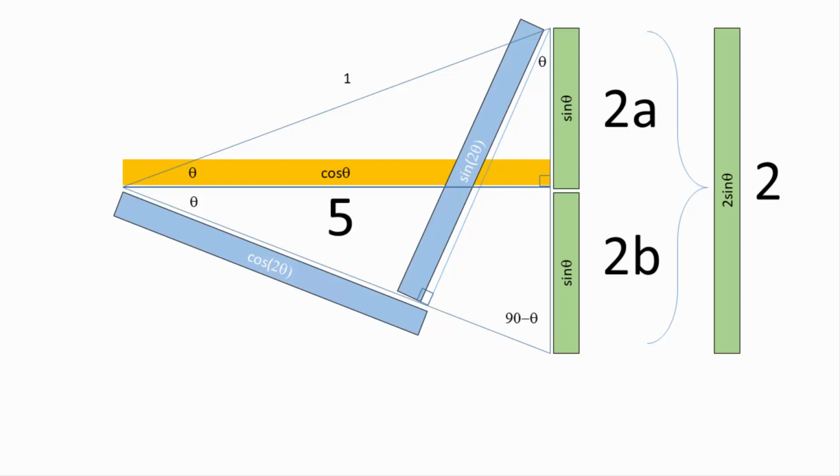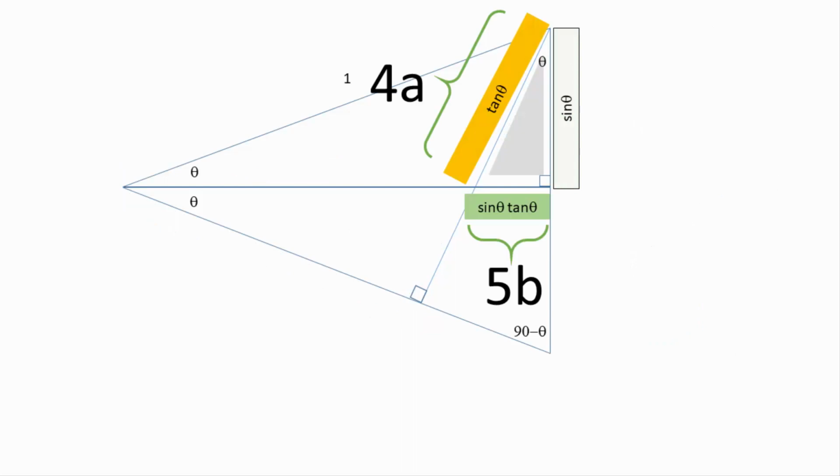Alright, so now that we know that, we can go ahead and break down some of the other sides based on the triangles that they're in. So we start in the upper right hand corner. Now we already know that this value is sine theta. The hypotenuse of that triangle must be sine theta divided by cosine, because you can see that that's its relationship to the angle theta. And of course sine divided by cosine is tangent. So 4a is tangent theta.